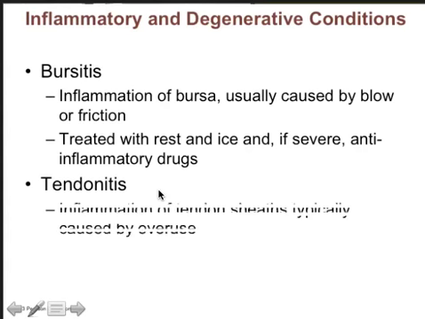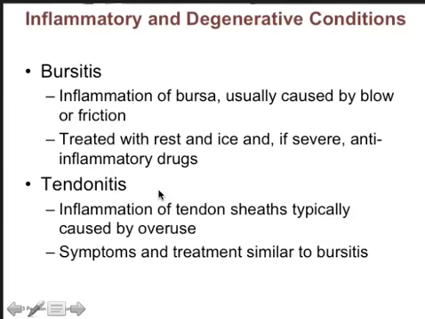Tendinitis is an inflammation of the tendon sheaths. It's usually caused by overuse of that particular tendon, and we use the same treatment as we do for bursitis. And the acronym is PRICE, which stands for pressure, rest, ice, compression, and elevation. And the idea there is that you reduce swelling, you keep blood flow going through the area, and that will accelerate healing.